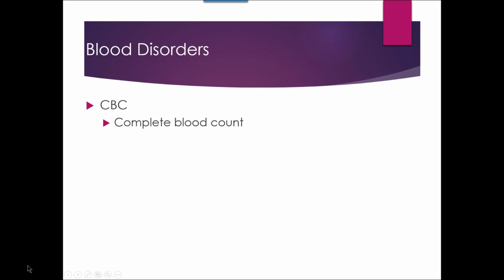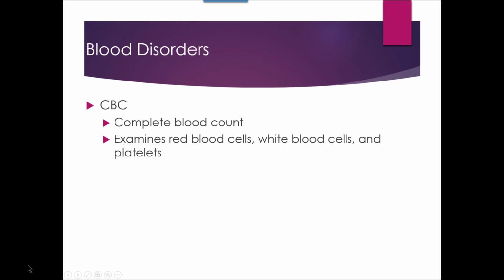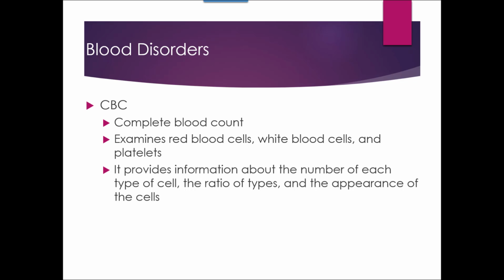It looks at three of the four main components in the blood. It looks at the numbers of them, how many of one type there are in relation to the numbers of the others, and then also information on their appearance, like the appearance of the cells. And that CBC is essential in determining anemia and which type a person has.